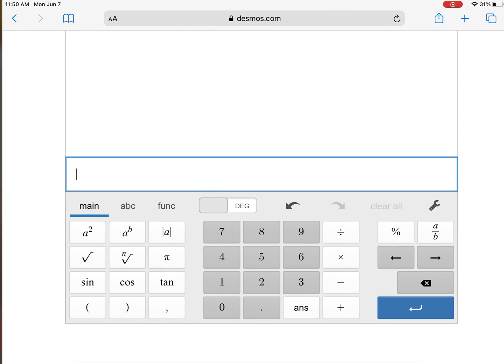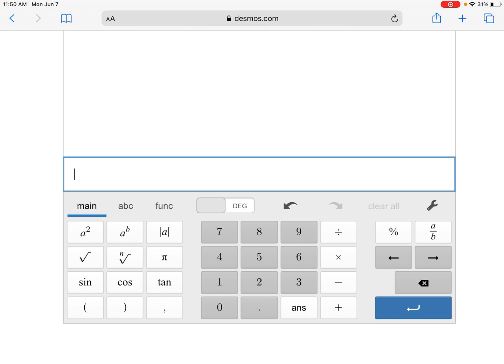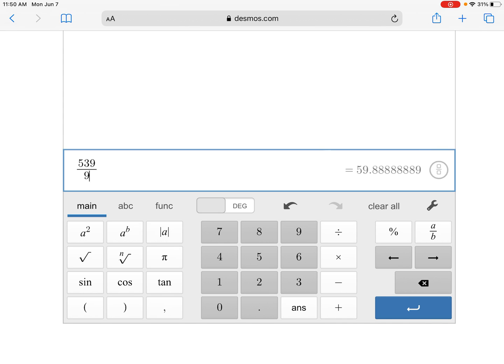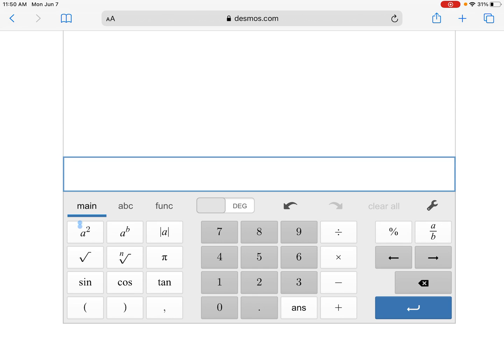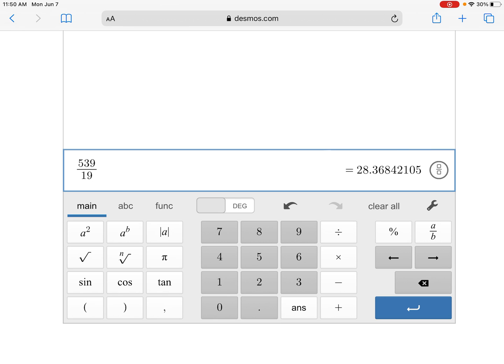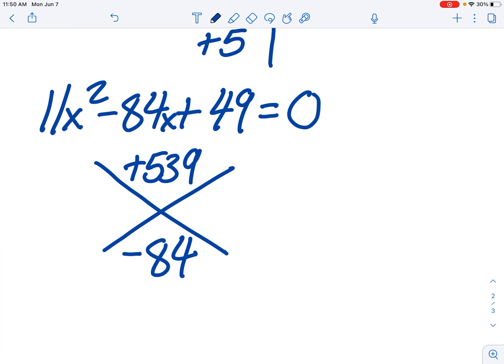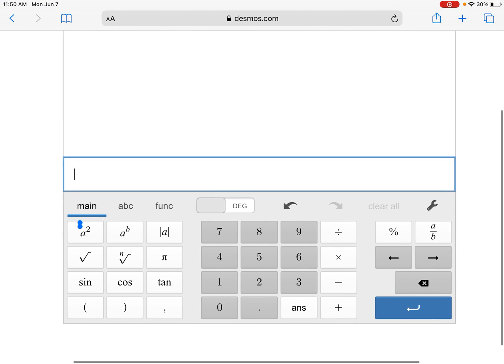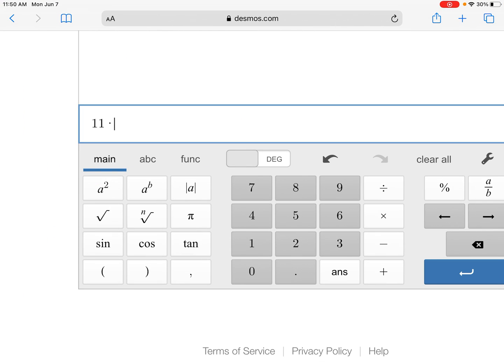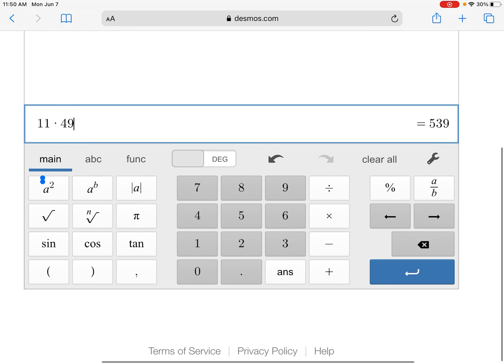Let's try 539 divided by 9, no. 539 divided by 19, no. 539 divided by 29, nope. Okay, let's see. Well, I know it's 11 and 49, right? 11 times 49 is 539.